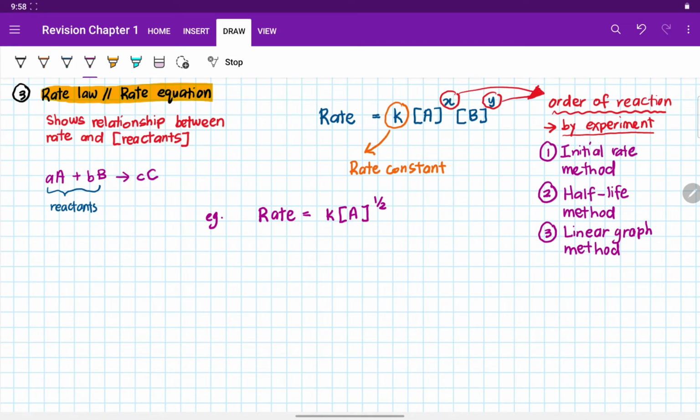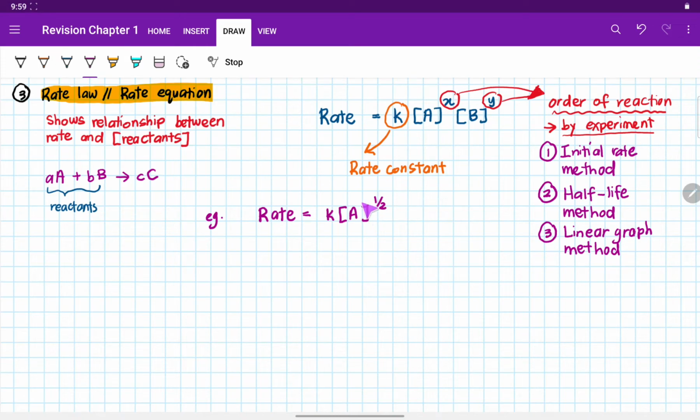Dan selalunya kita takkan tulis. Jadi kita hanya akan tulis yang ada order of reaction sajalah dekat dalam kita punya rate law. Ini menunjukkan apa? Ini menunjukkan if I change the concentration of A, dia akan mempengaruhi my rate of reaction. But if let's say I increase the concentration of B, saya tambah concentration of B, dia akan mempengaruhi rate of reaction ke tidak? No. Sebab apa? Order of reaction with respect to B is 0. Pertambahan concentration of B takkan mempengaruhi kadar tindak balas.